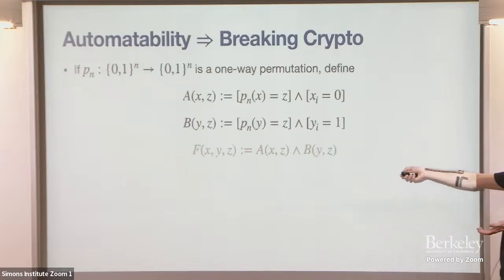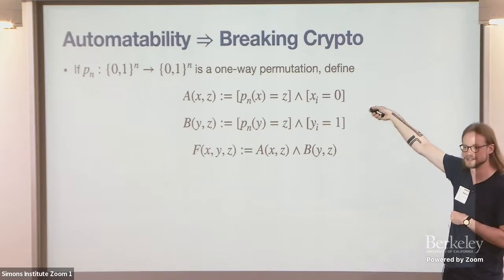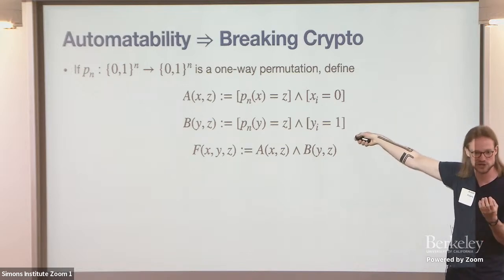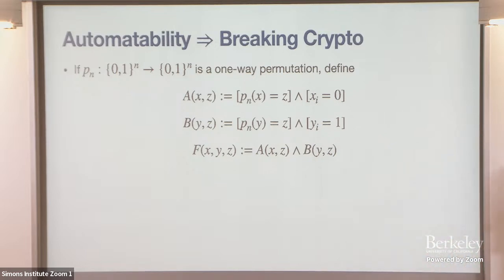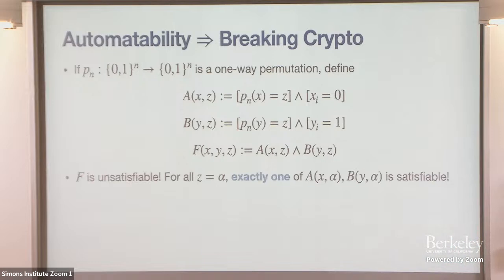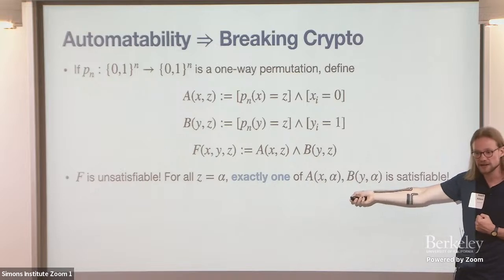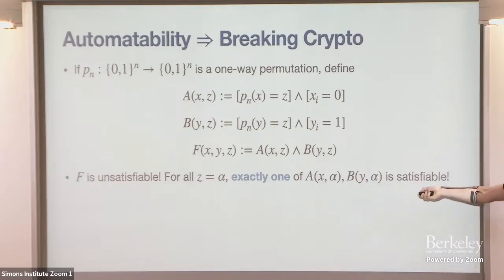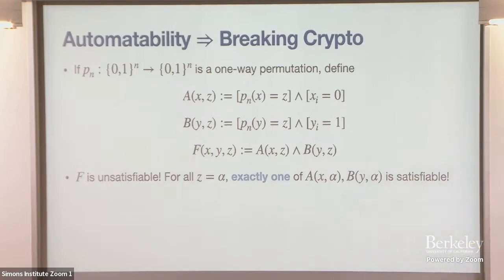Why is this unsatisfiable? Well, I'm saying that two things map to z, but they have opposite bits, and it's a permutation, right? There's only one thing that maps to z. So this is an unsatisfiable formula. And moreover, since it's a permutation, we actually know that for every single z I can plug in here, exactly one of these two things is satisfiable, right? Well, at most one maybe, but yeah. Does that make sense?